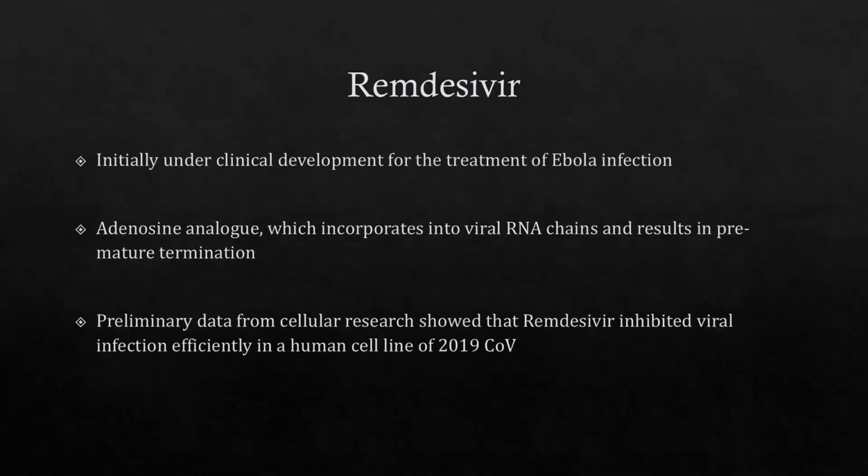So now we're going to go to individual drugs and go through them. Remdesivir was actually initially under clinical development for treating Ebola. It's an adenosine analog, incorporates into viral RNA chains, and that's how it causes premature termination, so that you can't have viral replication. There is some preliminary data from cellular research, and that's what we're basing this on, that it inhibits COVID-19, essentially, and coronavirus in a human cell line.